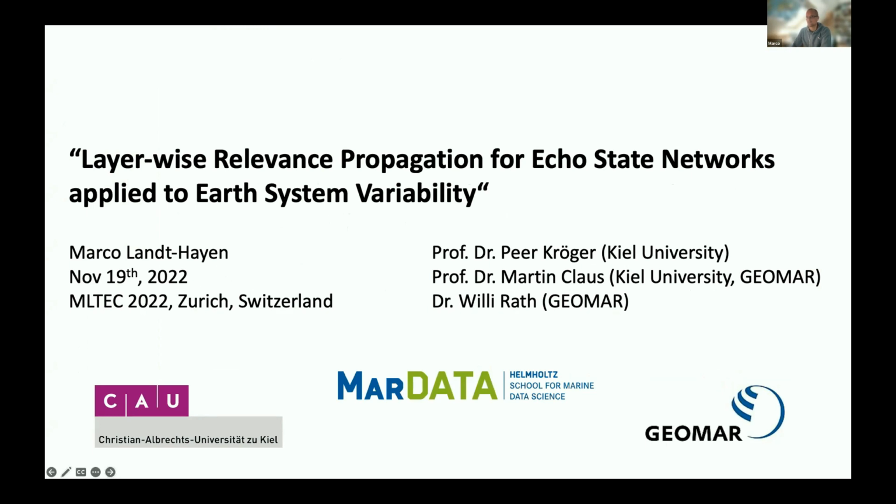And today I'm going to talk about some of my recent results. The title is quite fancy: Layer-wise relevance propagation for echo-state networks applied to Earth system variability. There are three buzzwords involved, and I'm going to go into detail for every one of them.